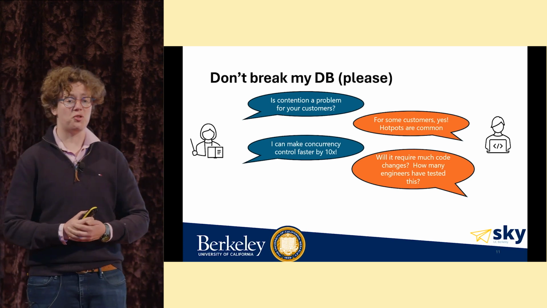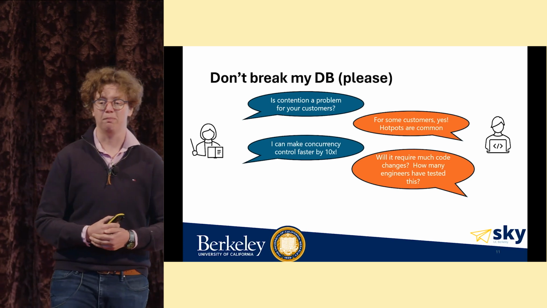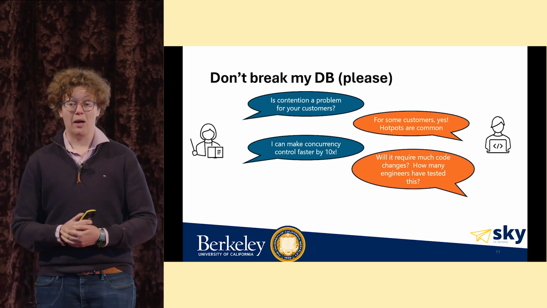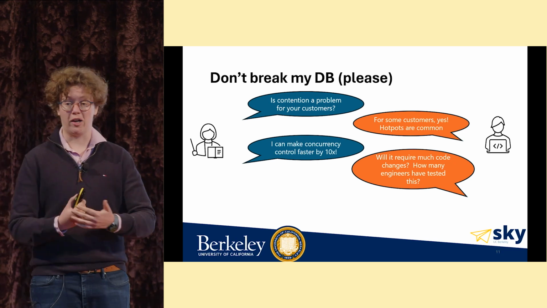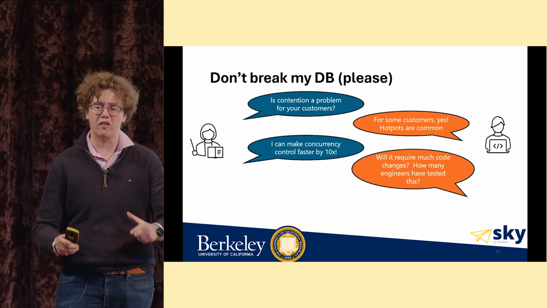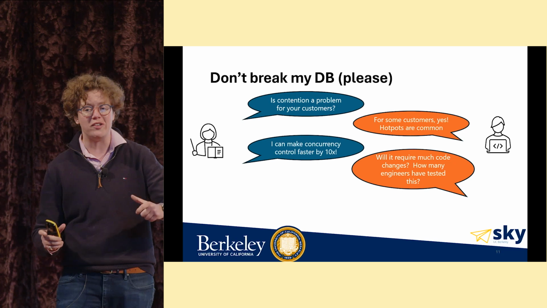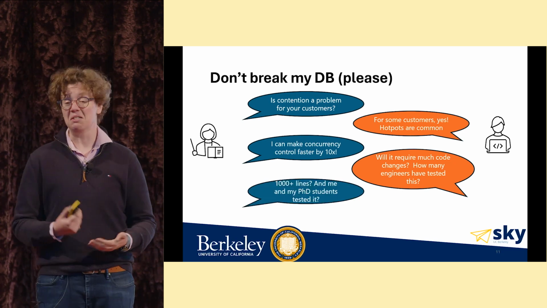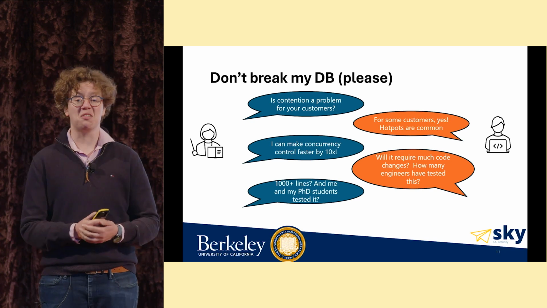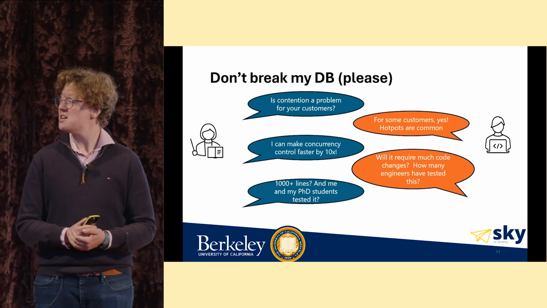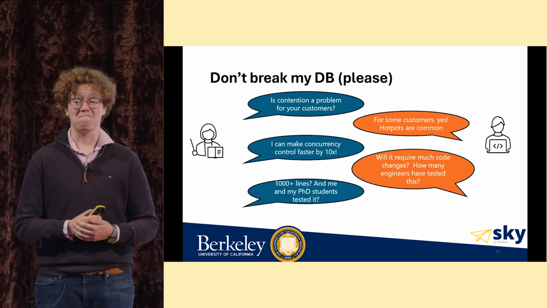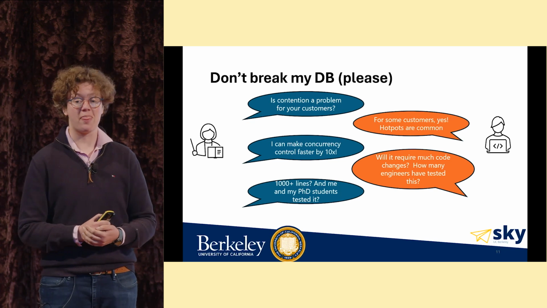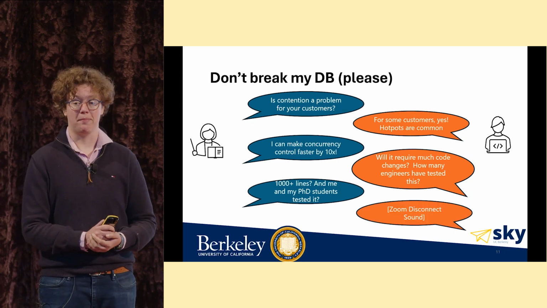Will it require many code changes to my well-tested system? How many test engineers do you have to actually check that this really sensitive piece of code that stores the ground truth of my data is correct? And then the answer is, well, about 1,000 lines, so a pretty good chunk of your system. And I tested it, my PhD students tested it, and then usually people hang up.